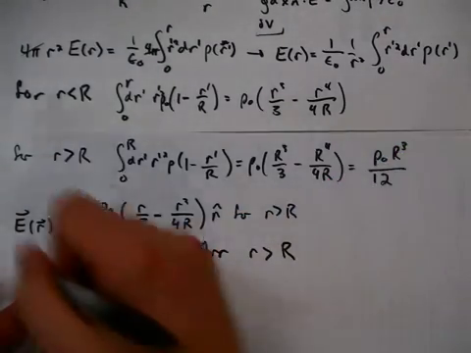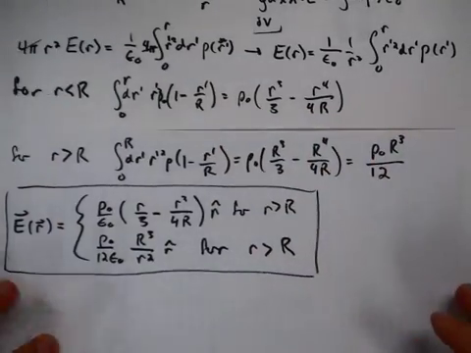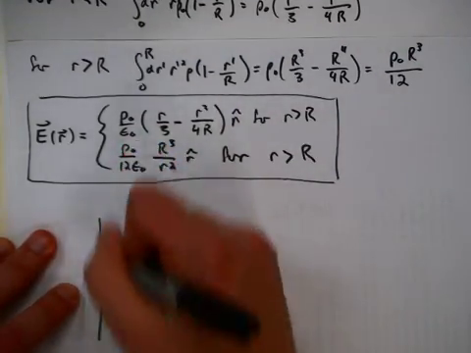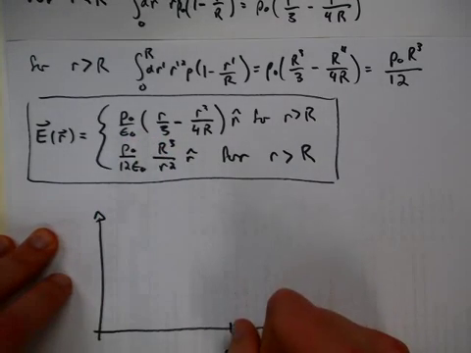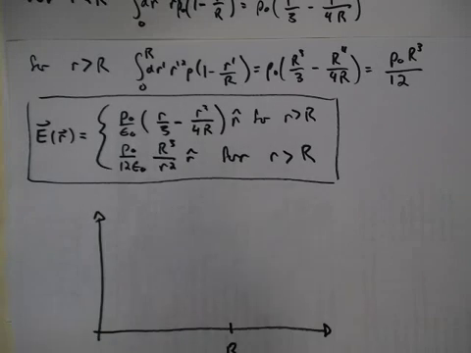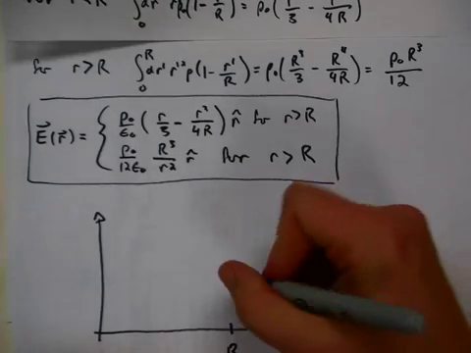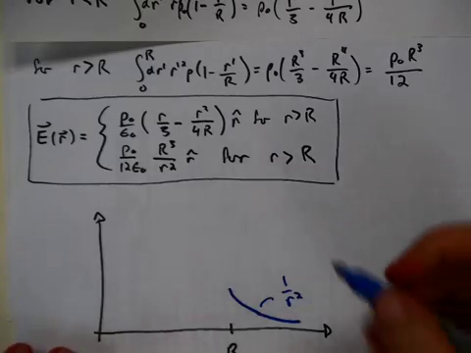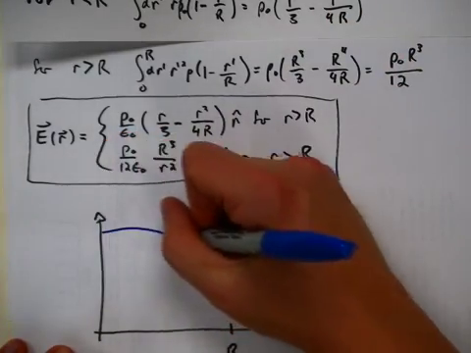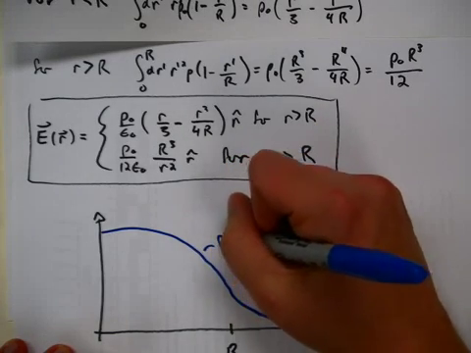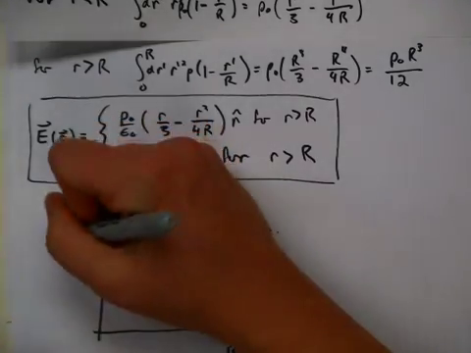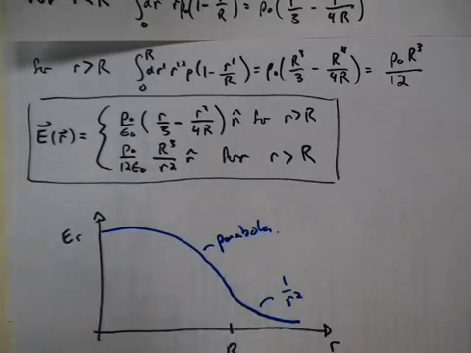And so that is the electric field everywhere for that charge distribution. And if we wanted to plot it, let's do a quick plot. Make this capital R. Then we are going to have an expression that goes as 1 over little r squared out here, and then it's quadratic here. So we have something parabola-like. Okay. So this is the plot of the radial component of the electric field versus little r.